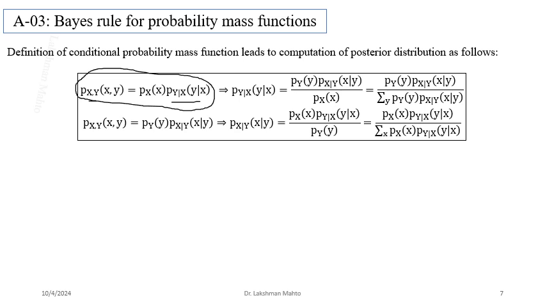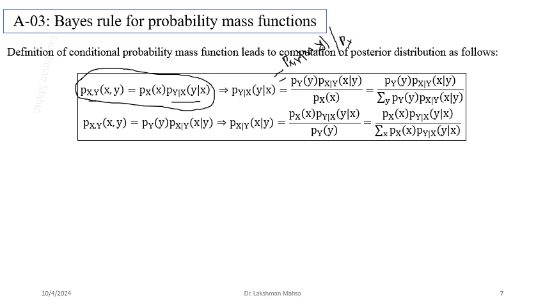Bayes' rule is simply a restatement of the definition of the conditional probability mass function. You will say that the conditional probability mass function of Y given X would be equal to the joint probability mass function of X and Y. You have to decompose that joint probability mass function in terms of the prior probability of y and the conditional probability of x given y. And here you are dividing it by the probability of observing that specific x.